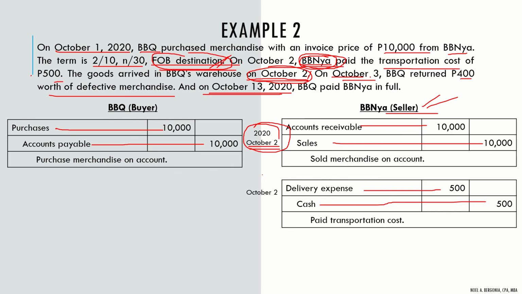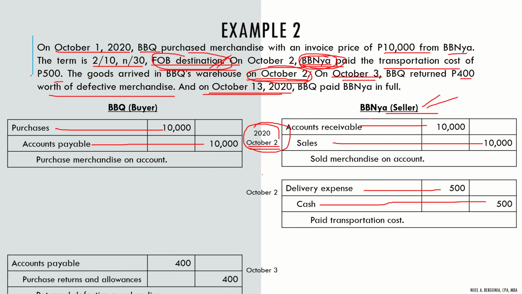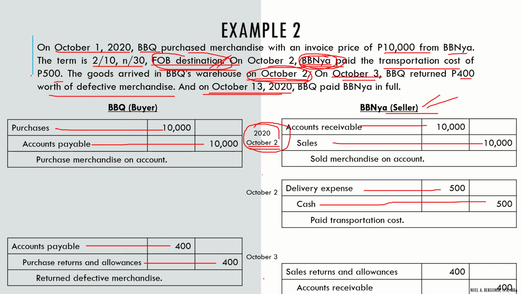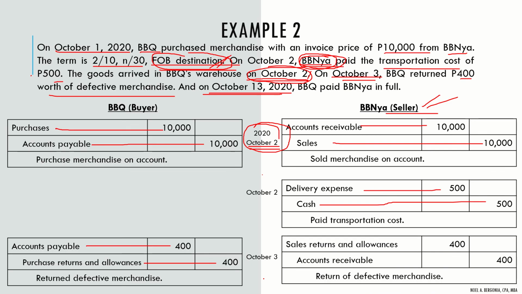Then, on October 3, nagkaroon po ng return worth 400. So, for the perspective of the buyer, so we debit accounts payable, kaltas utang ulit, no, 400, and credit purchases, returns, and allowances, 400. Okay, so that is for the buyer. While on the seller's perspective, okay, we debit sales, returns, and allowances, 400, and we credit accounts receivable, 400 for the return of defective merchandise. Okay? Are we good? Okay.